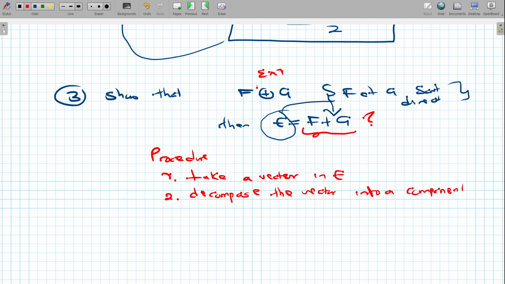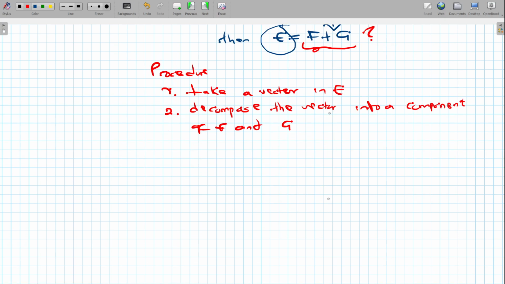So this is what you do for any question where they ask you about supplémentaire. First of all, show somme directe, meaning the intersection is le vecteur nul, and then you try to decompose every vector in E into a component of F and a component of G. That's all. So let's look at now how we can use the previous result.